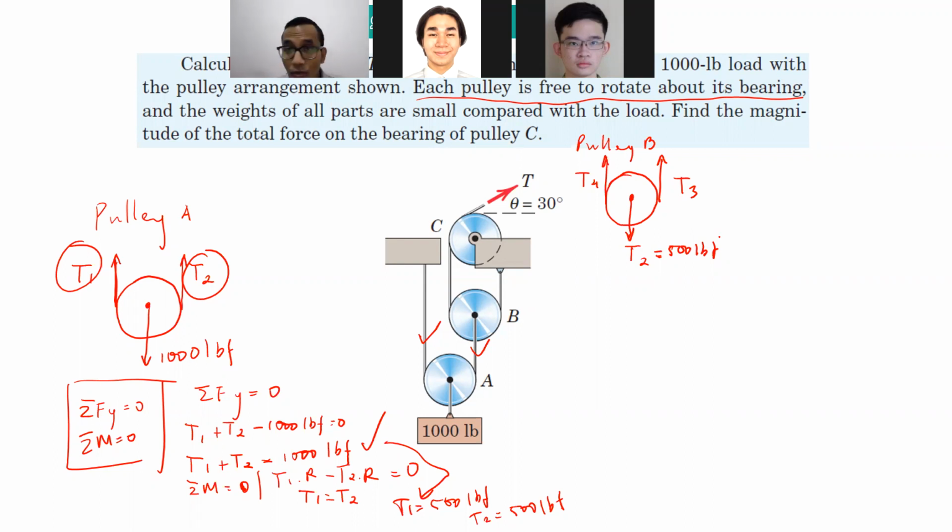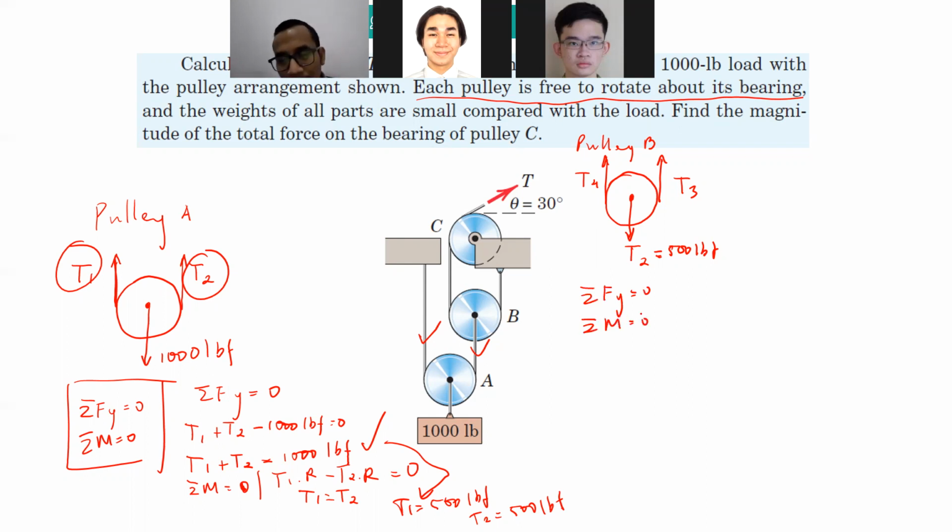The same as before, we don't have T3 and T4 yet. But we can solve it, right? Remember, in each free body diagram, we will have equilibrium equations. And in this free body diagram as well, we have two equilibrium equations, which are sigma Fy equal to 0 and sigma moment equal to 0.